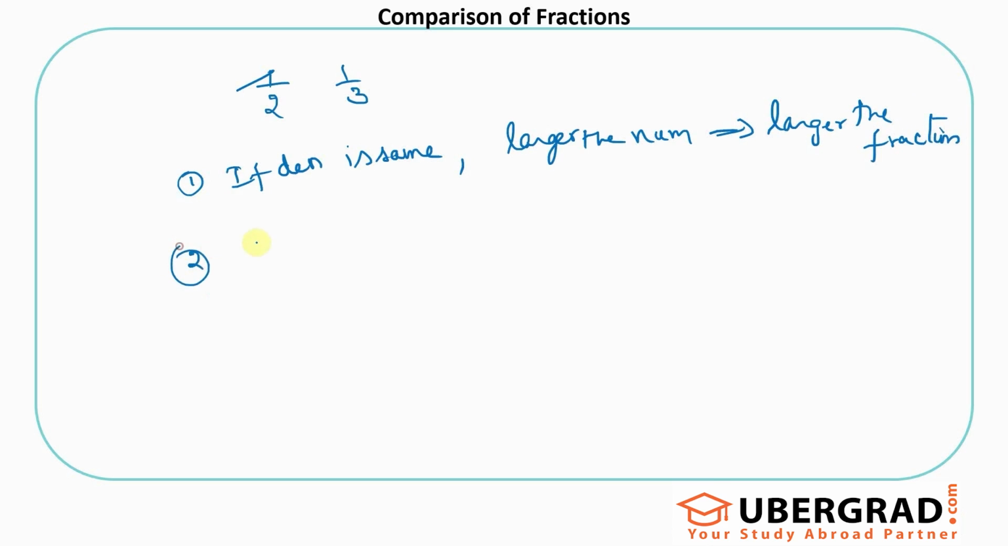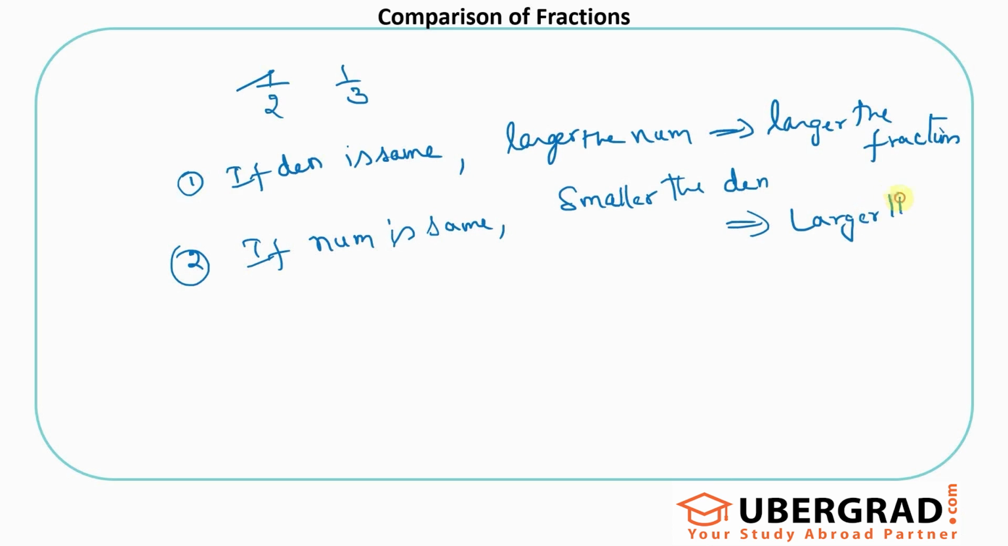Or if the numerator is same, smaller the denominator implies larger the fraction. Right, you just have to pick one of these two techniques to compare two fractions, right? Let's say 1 by 2 and 1 by 3. So here the denominators are not same. I can follow this approach.